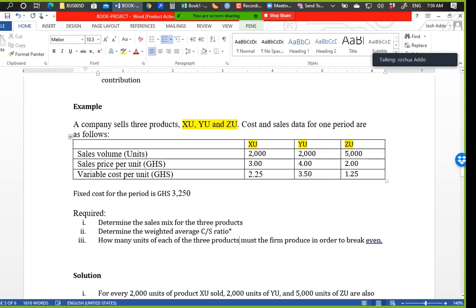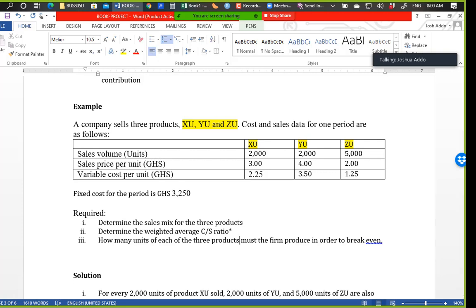So we have to compute the sales mix between them. I broke the question down so it can be friendly. Determine the sales mix for the 3 products. Determine the weighted average contribution to sales ratio. And then you come back to this. And I'll also speak about this because there are 2 ways you can go about this one. So let's go ahead. Determine the sales mix between the products.